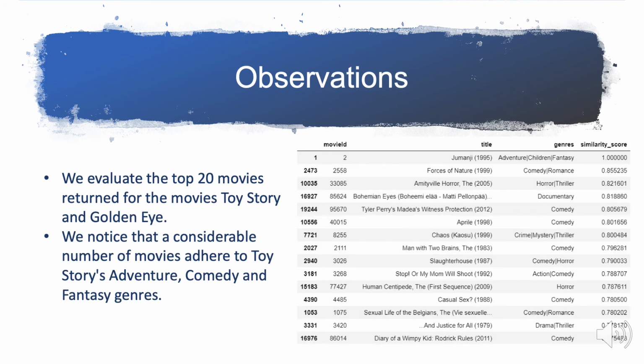In theory, using embeddings of one movie to cosine with all the other movie embeddings to create a similarity matrix should return movies similar to the input movie. We evaluate the top 20 movies returned for the movies Toy Story and GoldenEye. We noticed that a considerable number of movies adhere to Toy Story's adventure, comedy, and fantasy genres.